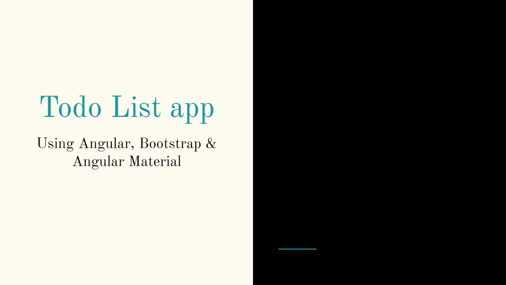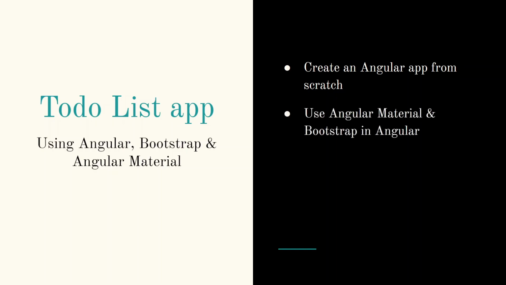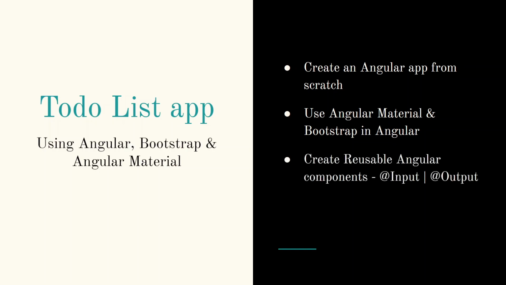So in this video you'll learn how to build a to-do list app using Angular, Bootstrap and Angular Material. Now this app we'll be building from the very scratch. So we'll create an Angular app from scratch and we'll be using Angular Material and Bootstrap for designing a to-do list app. So you'll learn how to install and use Angular Material and Bootstrap in your Angular applications. We'll be building up code, and we'll be creating a lot of reusable code.